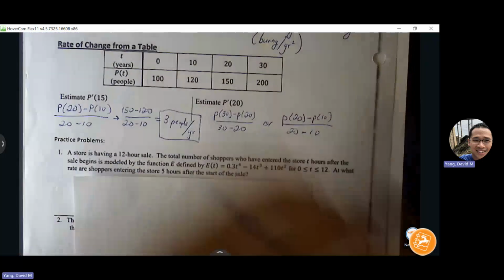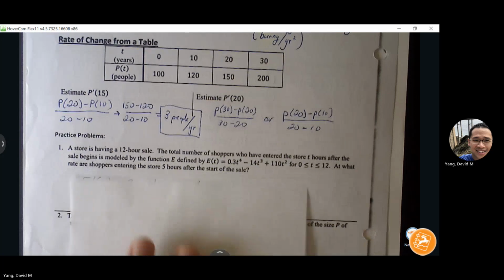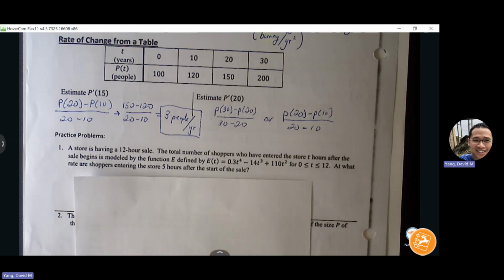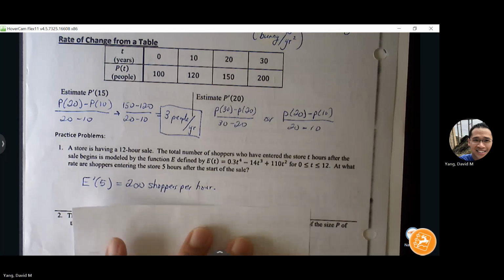Okay, going down to these two quick practice problems. Your store is having a 12-hour sale. The total number of shoppers who have entered the store T hours after the sale begins is modeled by the function E. At what rate are shoppers entering the store 5 hours after the start of the sale? We don't have to solve this, but how would you set this up? Yeah, so E prime of 5, right? Whatever that value is, you go through power rule, plug in 5. Our units will be shoppers per hour.